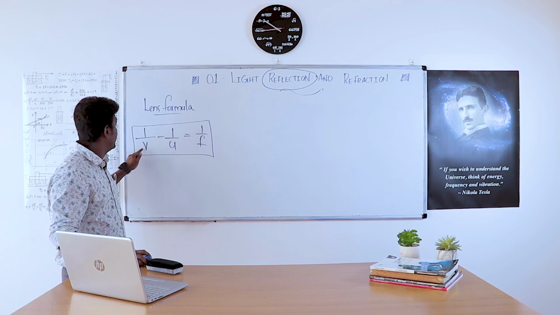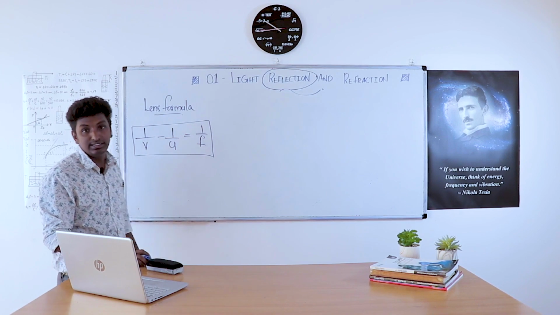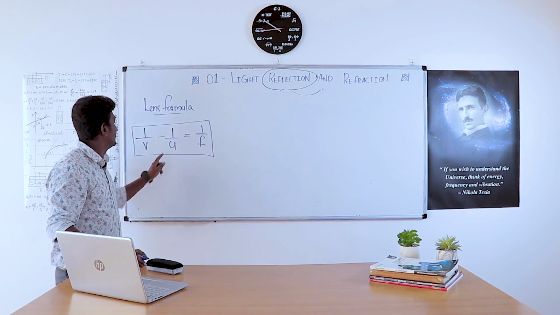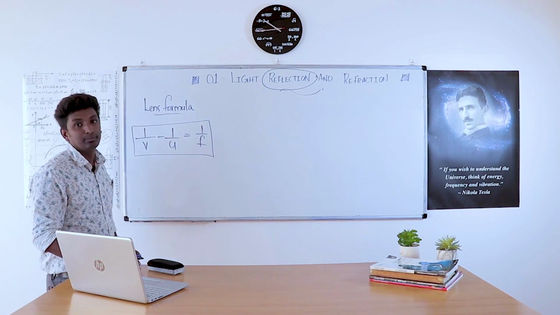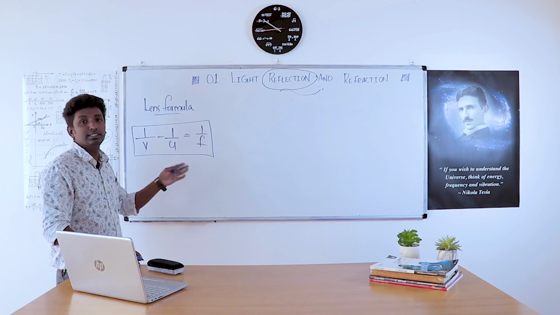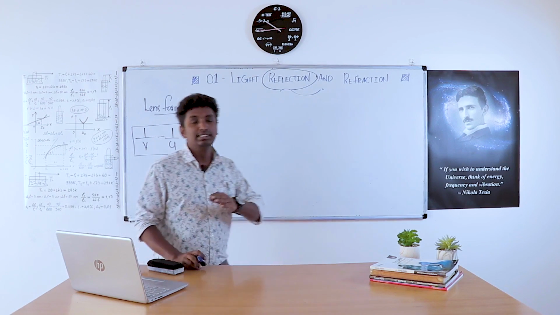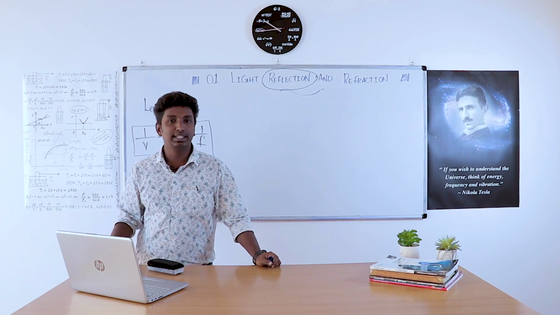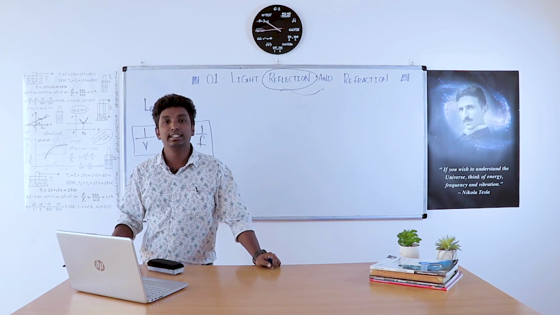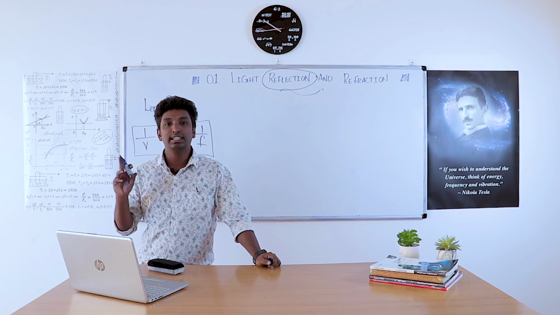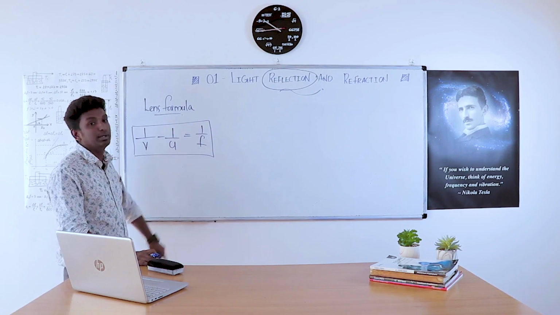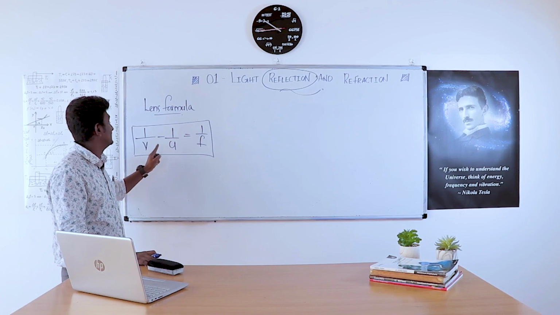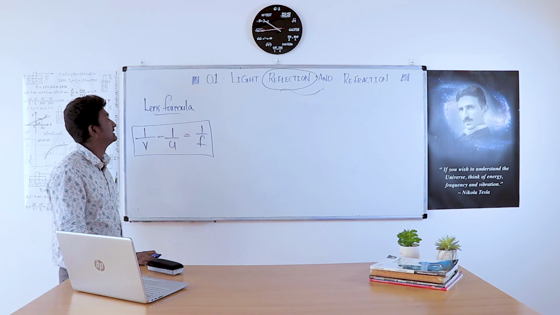where V is the distance of the image from the optic center and U is the distance of the object from the optic center. By sign convention, which is the same as in the case of a mirror, distances towards the left side of the optic center are taken as negative and the right side as positive, and the upward direction is taken as positive and the downward direction as negative. So the lens formula is 1 by V minus 1 by U is equal to 1 by F, where V is the image distance, U is the object distance, and F is the focal length.